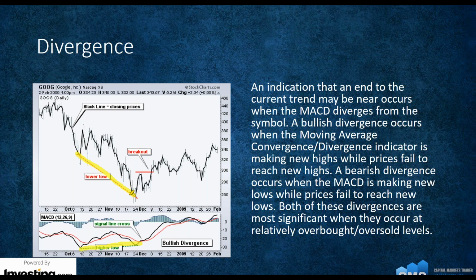See how we have the red line, the downtrend line here, but the MACD line itself, not the signal line, the black line, is moving higher. We have bullish divergence. So the MACD line is moving higher, the price is moving lower on the chart. That tells us that that downtrend is about to end and we can expect a breakout to the upside. The reverse is true in the opposite. A bearish divergence occurs when the MACD line is making new lows while price fails to reach new lows. Both of these divergences are most significant when they occur at relatively overbought or oversold levels.